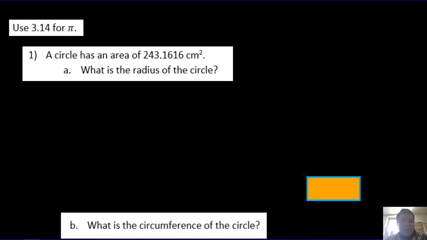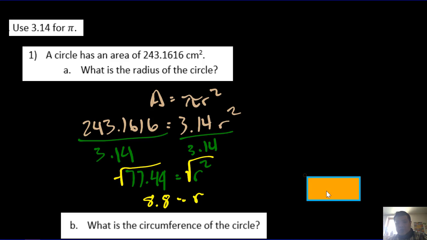It says a circle has an area of 243.1616 centimeters squared. What is the radius of the circle? Go ahead and try this out on your own. What you should have found is that the radius is 8.8 centimeters, because we divide 243.1616 by 3.14, and that gets us r squared. Then we square root both sides, we get 8.8, so 8.8 centimeters.